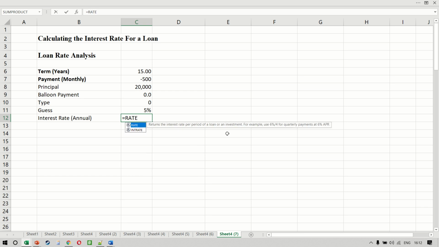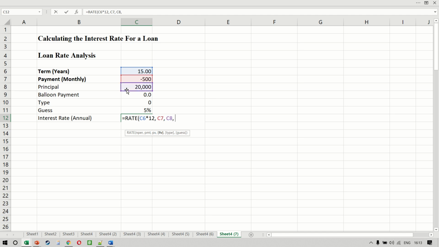we will write RATE. The NPER would be the number of years into 12. The PMT would be the monthly payment, which is 500. The present value would be the principal, that is 20,000. The future value obviously is 0 here, so the balloon amount is 0. The type is also 0. And then finally, the guess value, like I said earlier, you don't need to put it, but I am using it just to show you that all these arguments can be used.